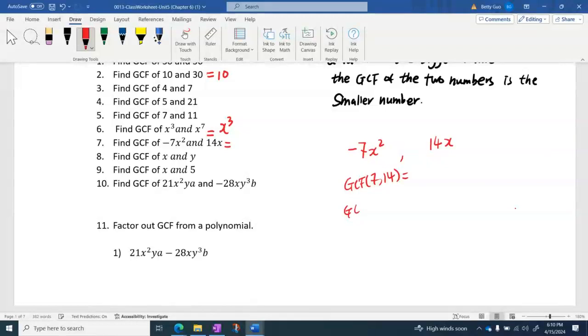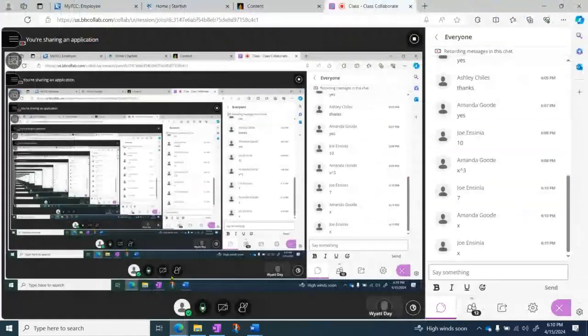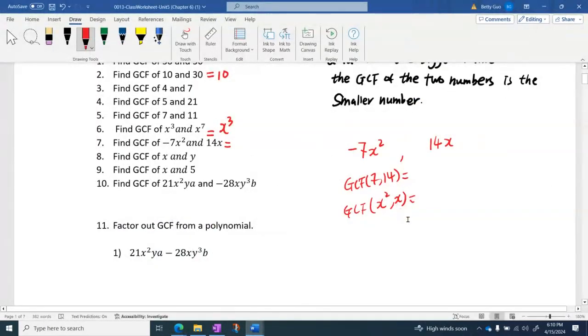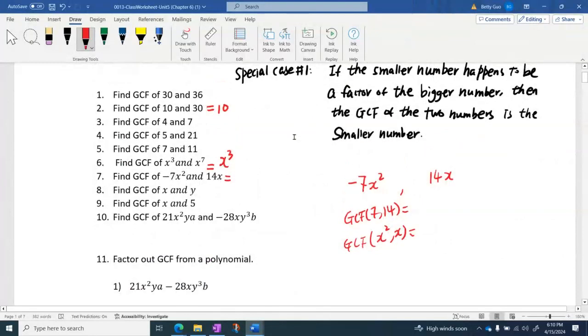Tell me what's the GCF of x cubed, x squared and x. Exactly, awesome. 7 and 14. 7 is a factor of 14. 14 is twice of 7. That is special case number 1, right?